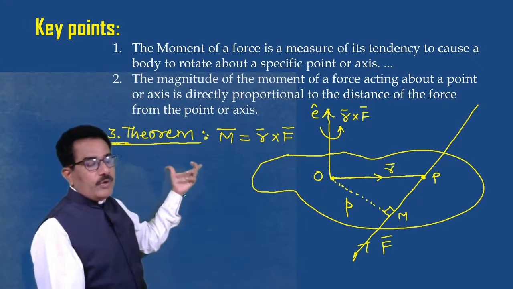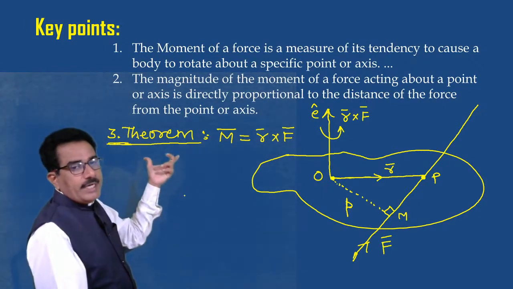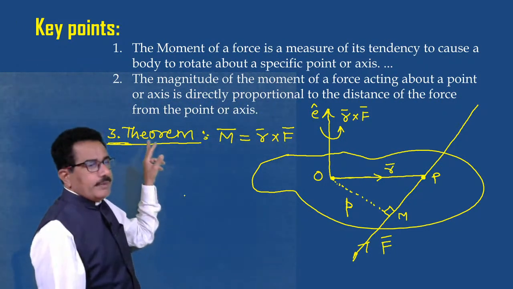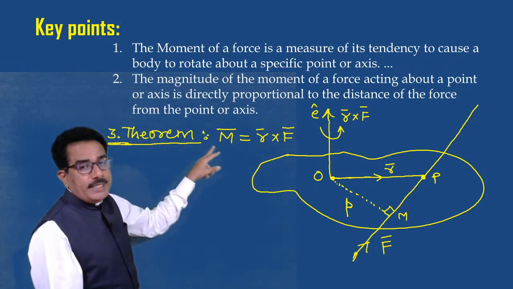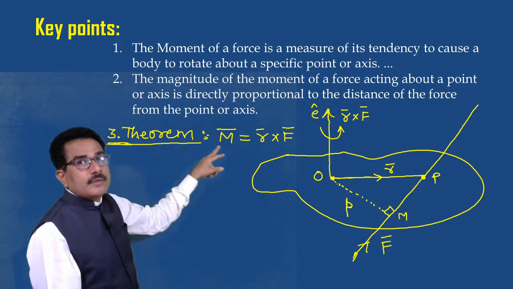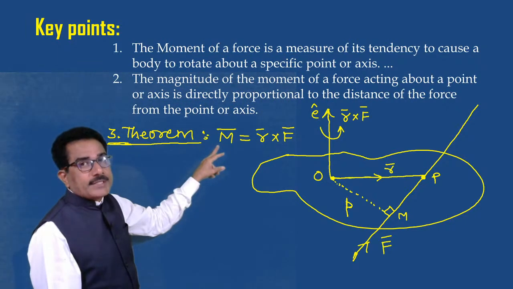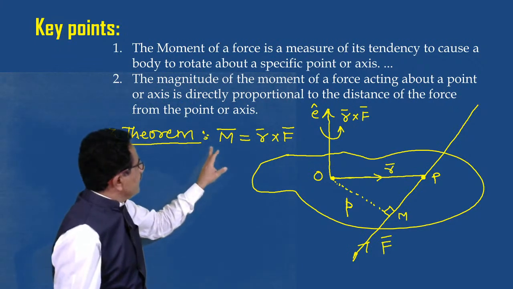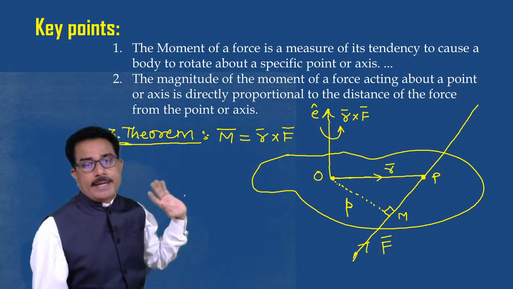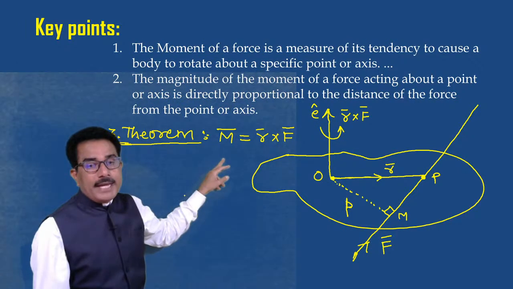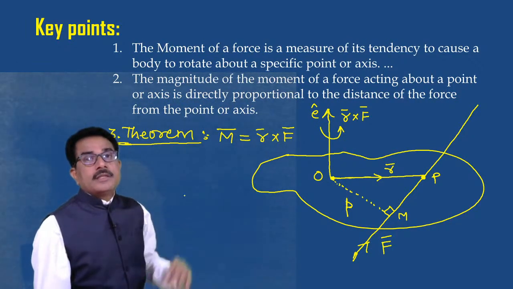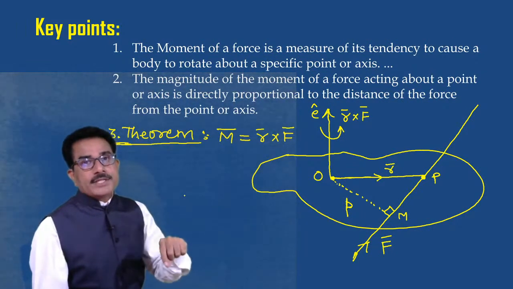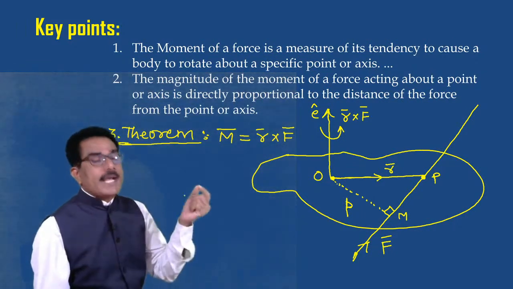Now also we have proved this theorem. Third, you can write this as key point number 3. What is key point number 3? We have proved the theorem: vector moment about an axis due to the force F bar is given by capital M bar equals R bar cross F bar, where R bar is the direction vector towards the point of application of the force from the axis of rotation.